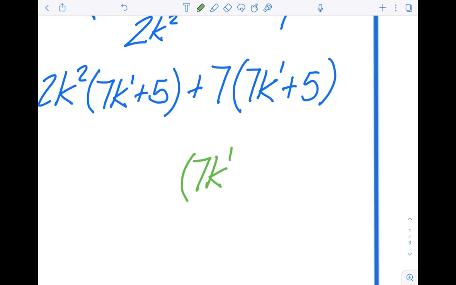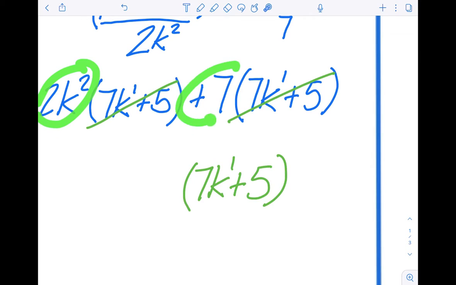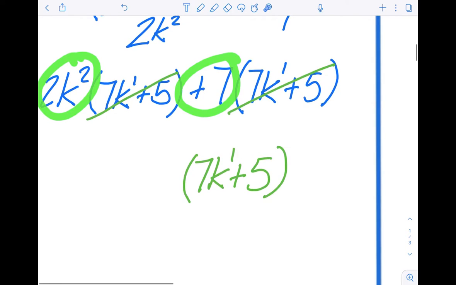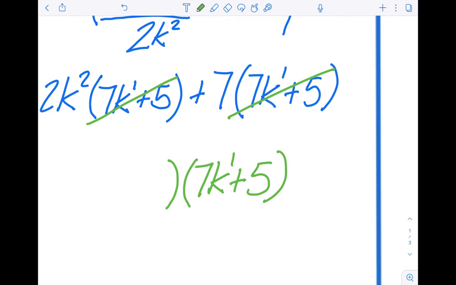7k to the first plus 5. Look at that. So instead of writing it twice, I'm going to write it once. Well, what's left over? What's left over is 2k squared plus 7. So these two that are left over, poor guys were left alone, I'm going to put those two together so they're not by themselves, right? So I'm going to say 2k squared plus 7, and I'm going to close that up.